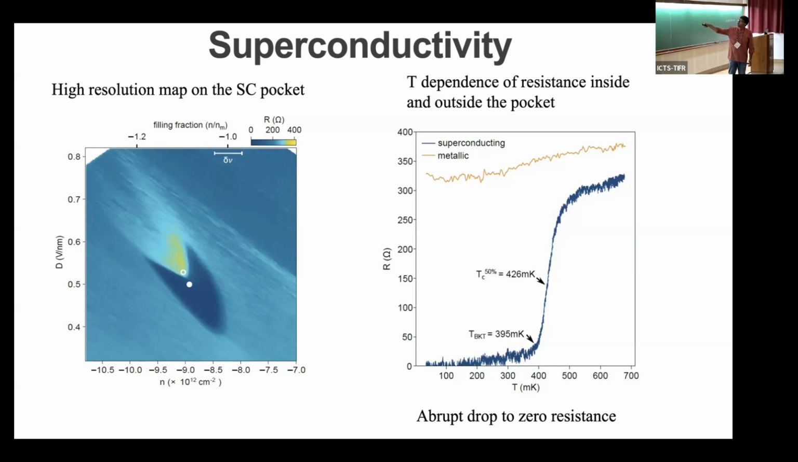And if you go away from this point, then you see normal state. And I have to say that we have not characterized the normal state particularly well. So if you're interested in knowing whether the behavior is still linear and so on, we don't have great data on this just yet.